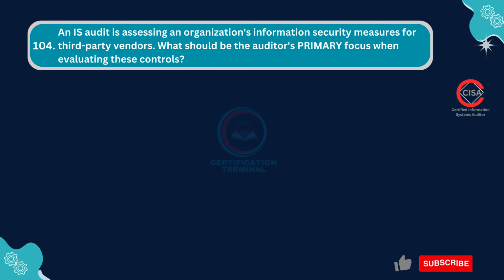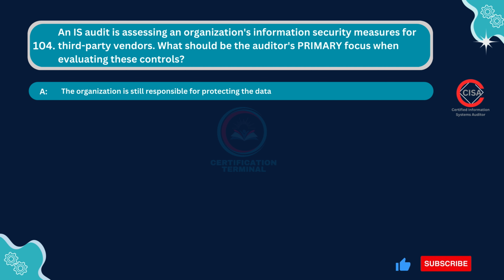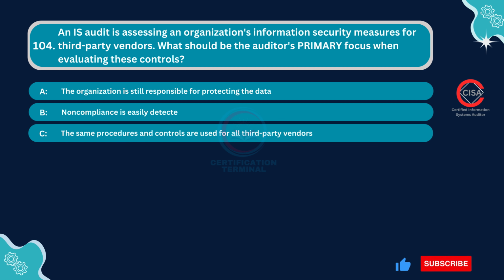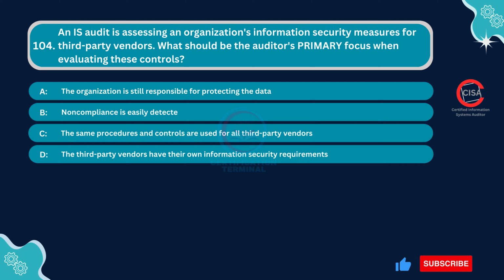Question number 104. An IS audit is assessing an organization's information security measures for third-party vendors. What should be the auditor's primary focus when evaluating these controls? Option A, the organization is still responsible for protecting the data. Option B, non-compliance is easily detected. Option C, the same procedures and controls are used for all third-party vendors. Option D, the third-party vendors have their own information security requirements. The correct answer is Option A, the organization is still responsible for protecting the data.